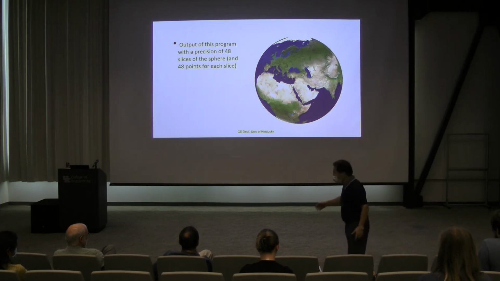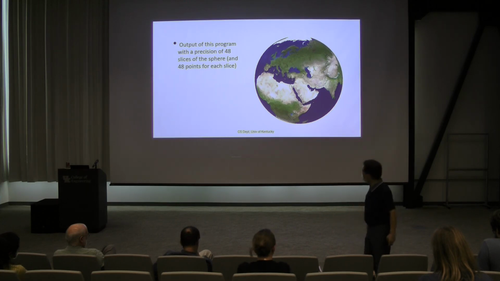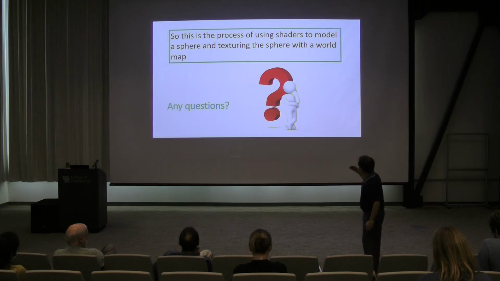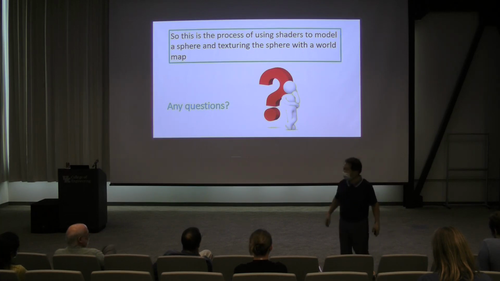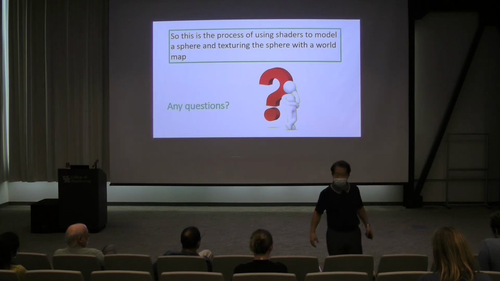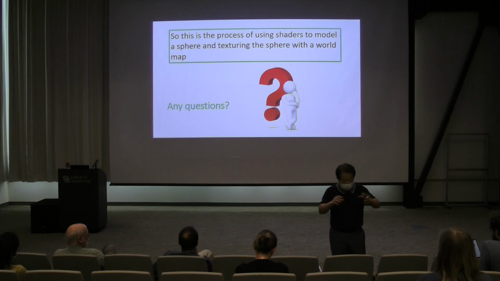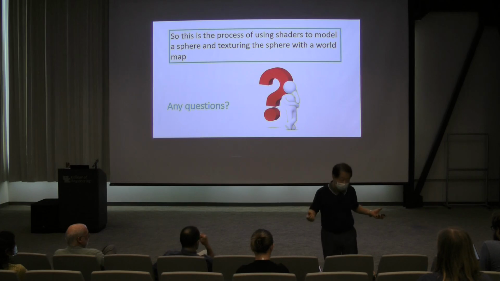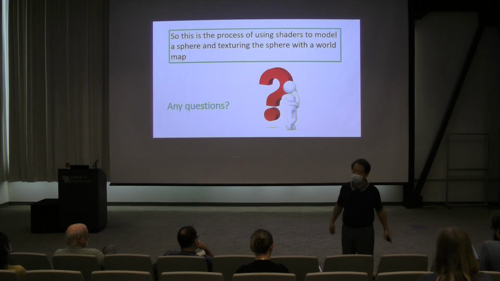All right, so this is how we do 3D graphics using shaders. This is the process of using shaders to model a sphere, and texture the sphere with a world map. Okay. I hope that I have given you a picture of the whole thing using this very simple example here. A sphere with a world map, to texture the sphere with a world map. Okay?